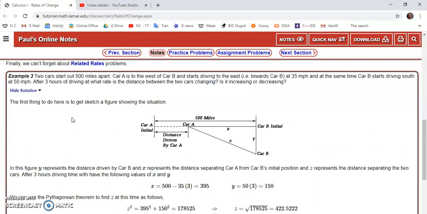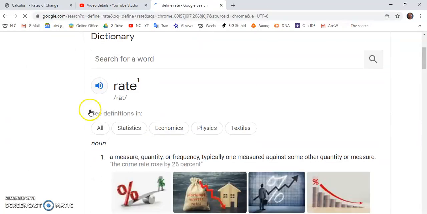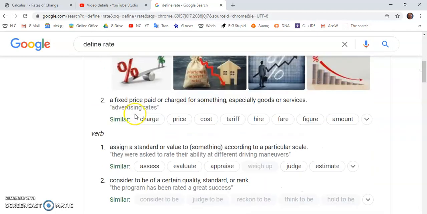So a rate, by the way, is something that tells you a proportion. If you look up the definition of rate, let's see what it says. It says a measure, a quantity, or a frequency. A measure, by the way, is a number. A measure describes a magnitude, which results in the name that we give to a number. So it's a measure, it's a number. That's what we mean when we say rate.